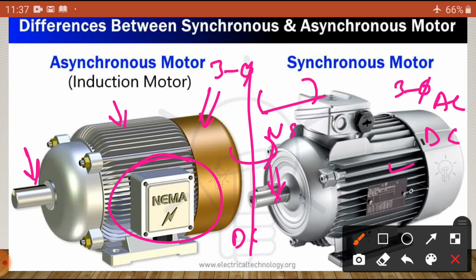Generally, nowadays 75 to 80% of the motors we are using are induction motors only, compared to the DC motors and synchronous motors. Those are very costly, whereas our induction motor is a very cheap, best, and very rugged motor. Okay, what are the advantages?